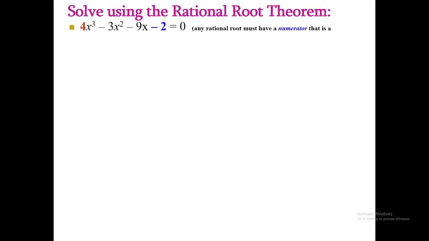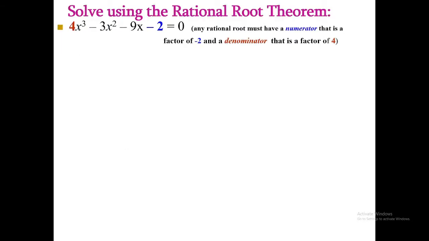Let's have this one. What is the value of p? Negative 2. From this negative 2, I will get the values of p. What about the value of q? 4. It's a number only, the coefficient only. The number 4. Okay. What are the factors of p? What are the factors of 2?